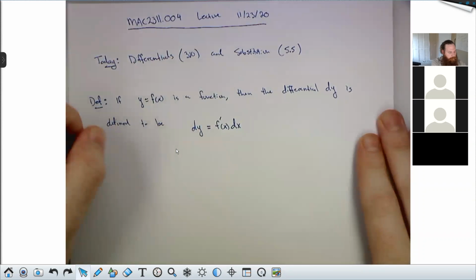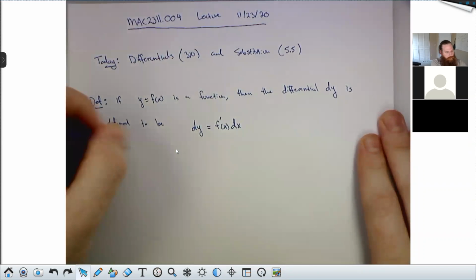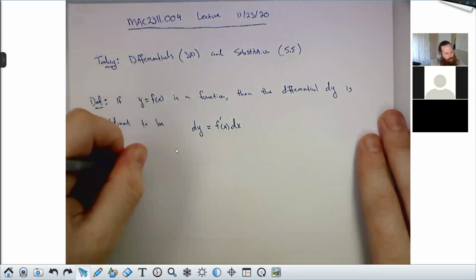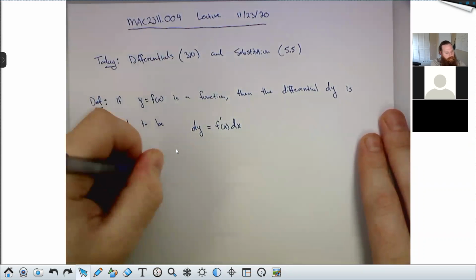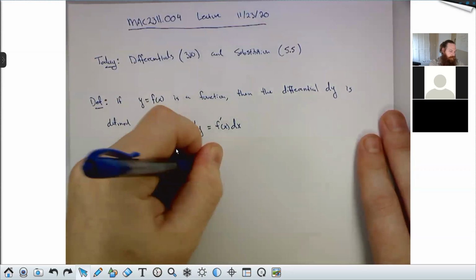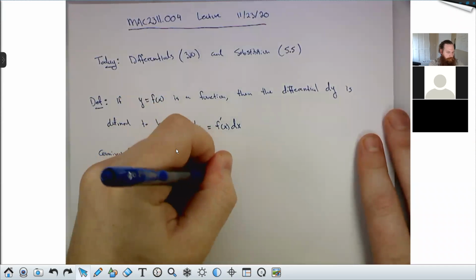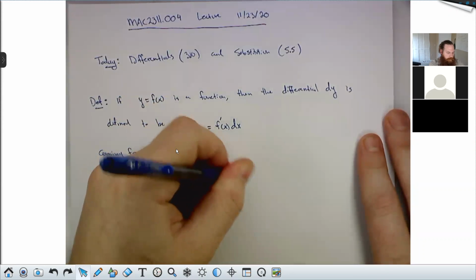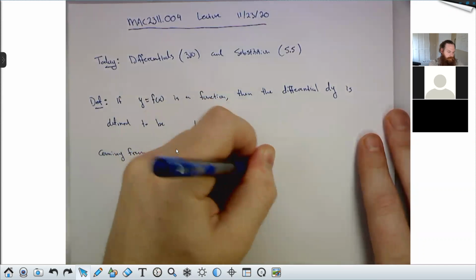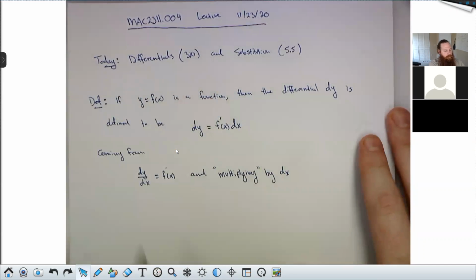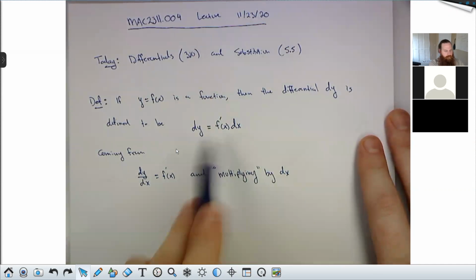Where is this coming from? The usual notation, dy over dx equals f prime of x, and I'm going to put this in quote bunnies, saying I'm not really responsible for it, multiplying by dx, right? If you multiply both sides of this equation by the symbol dx, then you can cancel the dx's here, and you would get f prime of x dx on the right and just dy on the left. You get this.